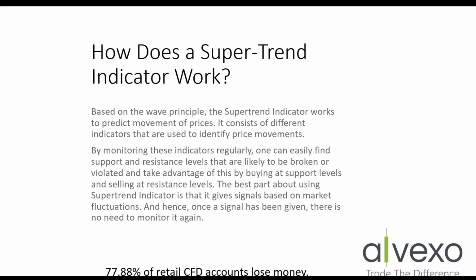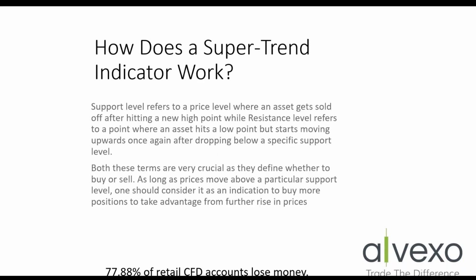Now, based on the wave principle, the SuperTrend indicator works to predict movements of price. It consists of different indicators that are used to identify price movements. By monitoring these indicators regularly, one can easily find support and resistance levels that are likely to be broken or violated and take advantage of this, buying at support and selling at resistance. Support levels refer to the price level where the asset gets sold off after hitting a high period, and resistance refers to a point where the asset hits a low point but starts moving upward once again.